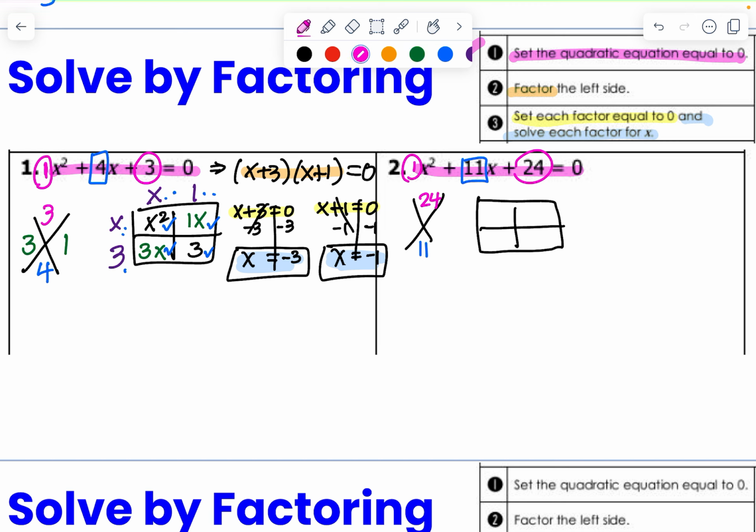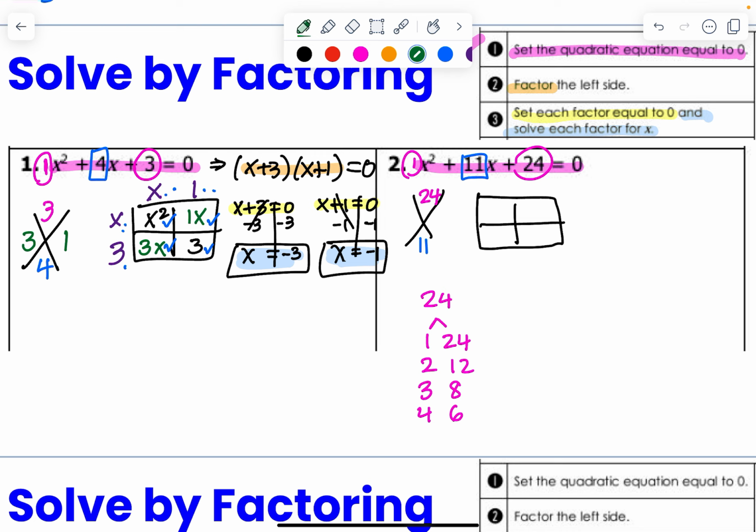If this is a little difficult for you, remember you can use your factor tree. You can use your factor chart. I'm looking at mine right now. 24 has 1 and 24, 2 and 12, 3 and 8, 4 and 6, right? Those are all of the numbers that multiply to give you 24. So you want to know which ones are going to add up to 11.